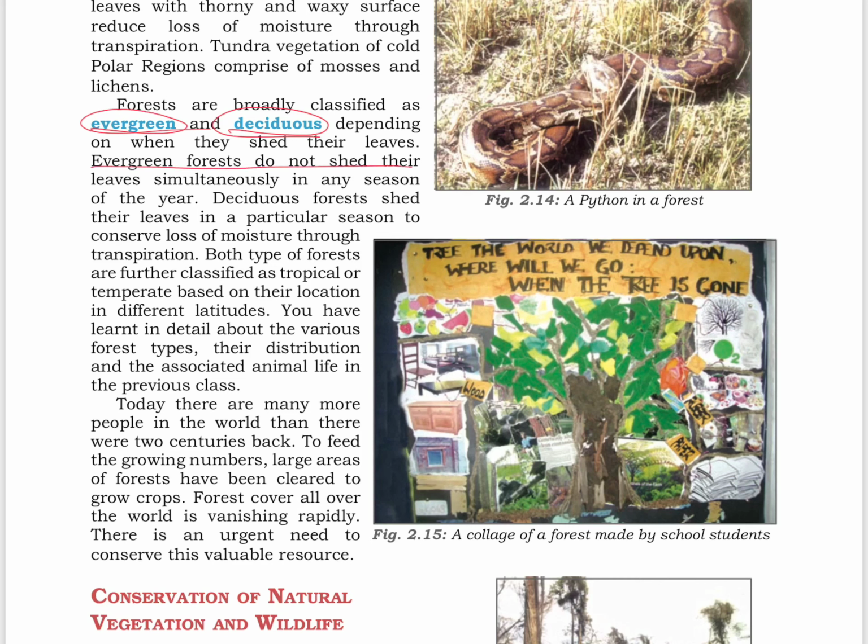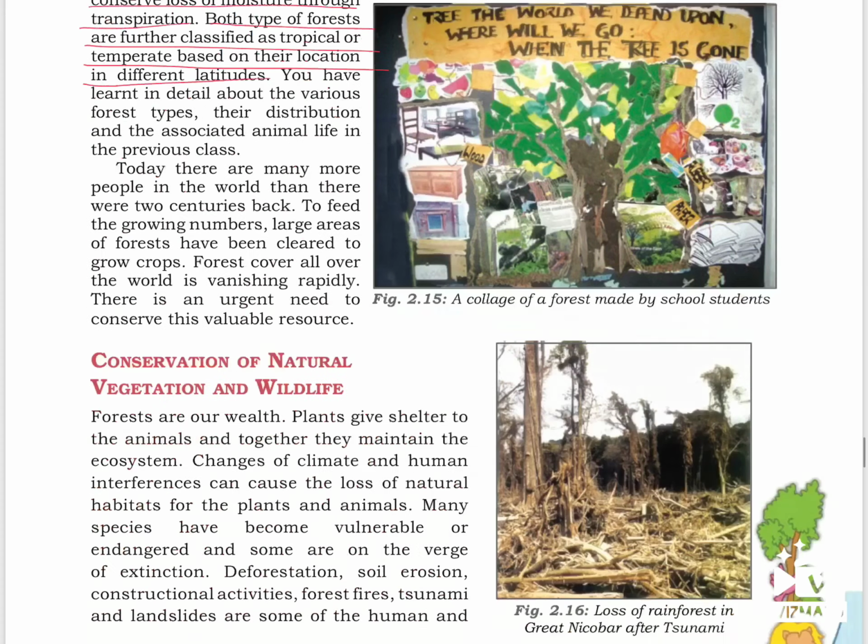Evergreen forests do not shed their leaves at all in any season in any year. Deciduous forests shed their leaves in a particular season to conserve loss of moisture through transpiration. Both of these types of forests are further classified as tropical or temperate based on their location in different altitudes. This we have seen in the previous chapter.